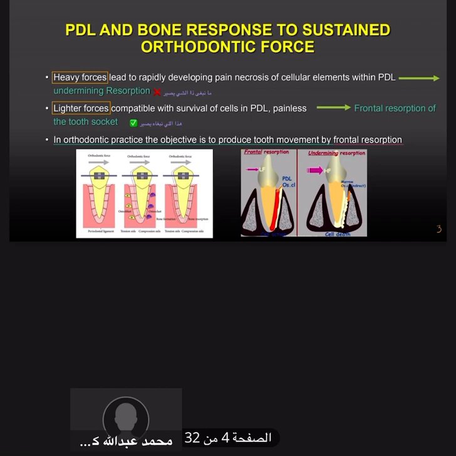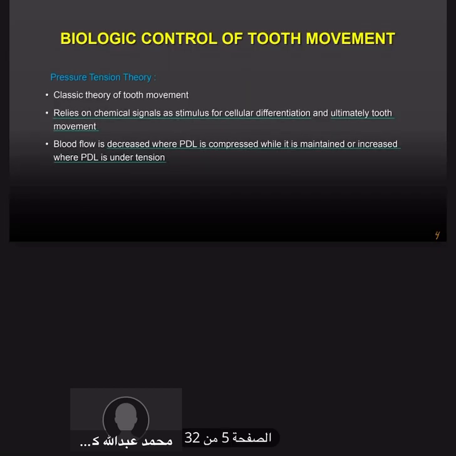In orthodontic practice, the objective is to produce tooth movement by frontal resorption only because it is a healthy tooth movement. There are two types of theories in biological control of tooth movement. One is the pressure-tension theory. It is a classic theory of tooth movement. It relies on chemical signals as a stimulus for cellular differentiation and ultimately tooth movement. Blood flow is decreased when the PDL is compressed, while it is maintained or increased when the PDL is under tension.